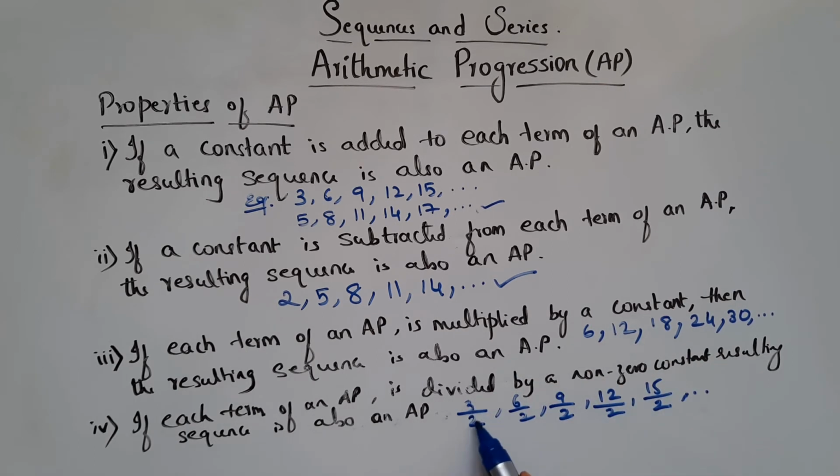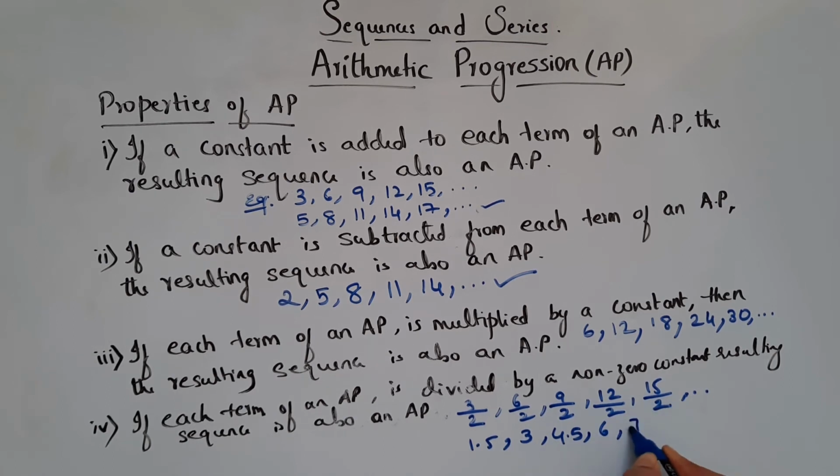3 by 2 is 1.5, 6 by 2 is 3, what is 9 by 2? 9 by 2 is 4.5. What is 12 by 2? 12 by 2 is 6. So 15 by 2 will give you 7.5, and so on.